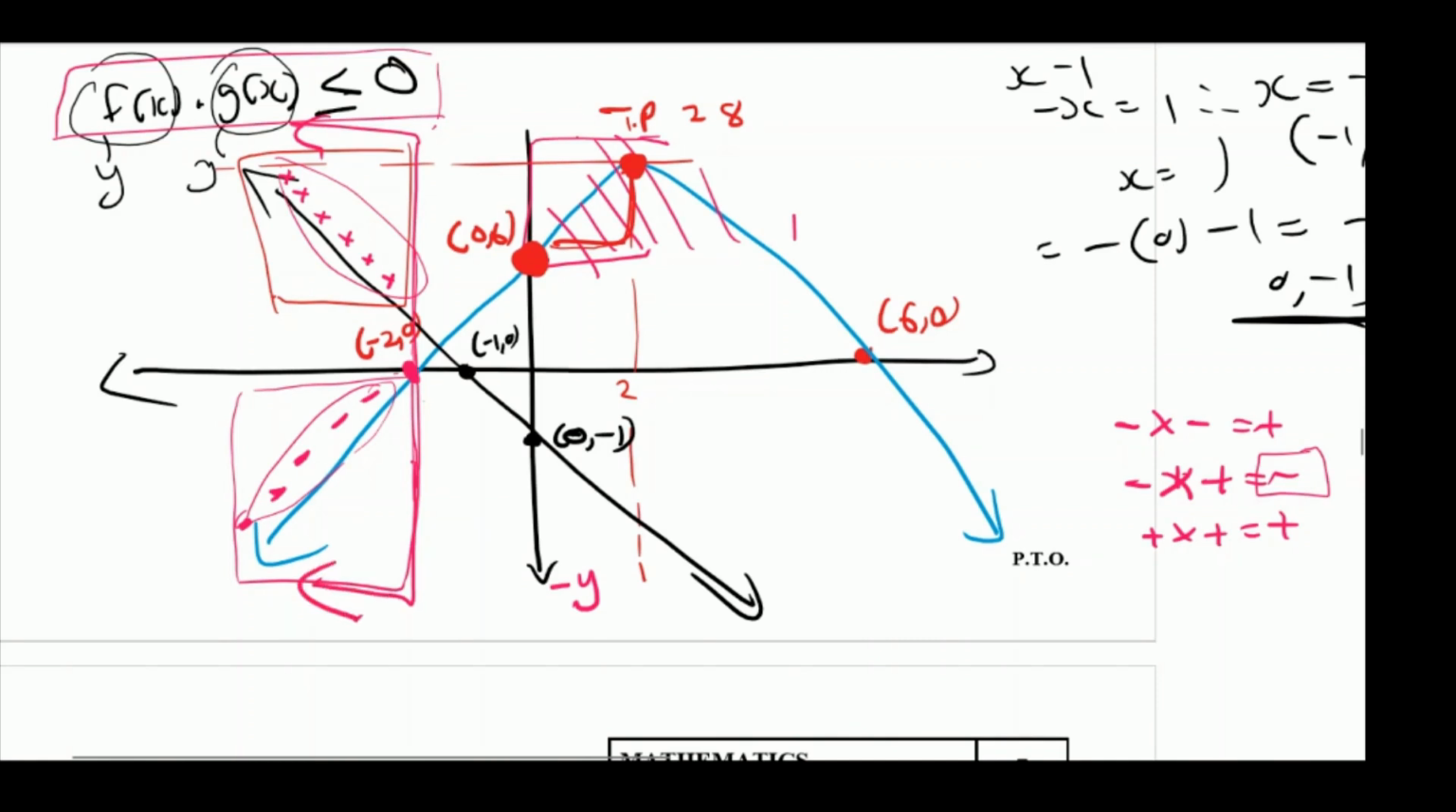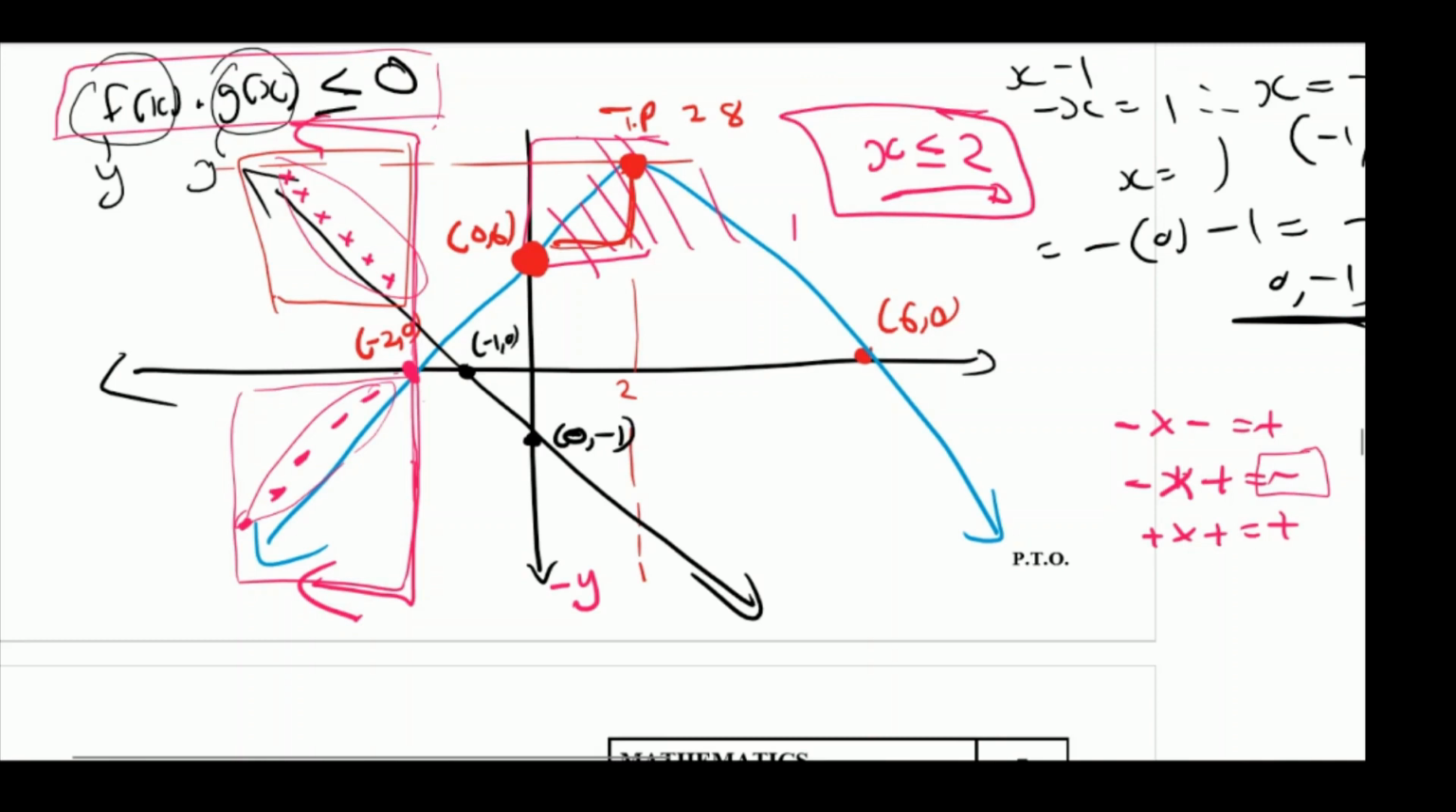I know it's a bit messy now. So you can simply say when x is less than or equal to minus 2, that's where your y multiplies with your y. The y of f and the y of g multiply together and give you a solution that is less than or equal to 0. So this is the first solution of x that is needed.